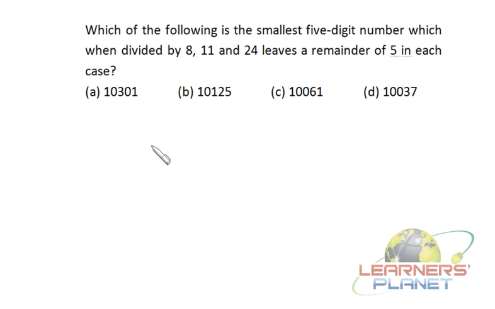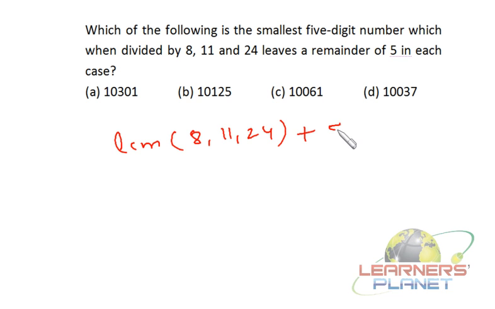Now let's see this problem. Which of the following is the smallest 5-digit number which when divided by 8, 11 and 24 leaves a remainder of 5 in each case? Friends, in this case we are looking for a number which is a multiple of all of them, that is 8, 11 and 24. Now, if we add 5 to that number, then whenever it is divided by any one of them, it will definitely leave a remainder of 5. So precisely we are looking for the LCM of 8, 11 and 24 first of all.